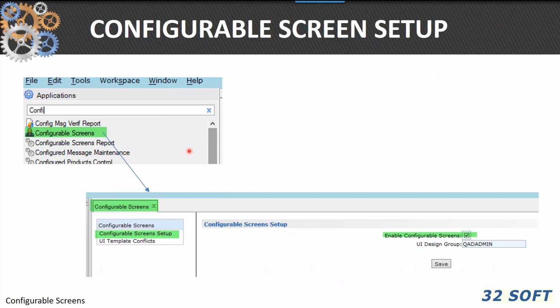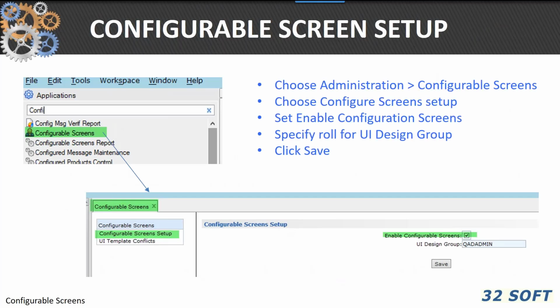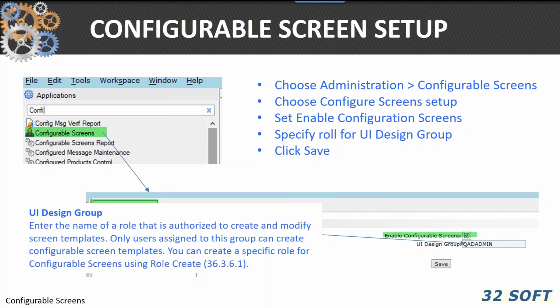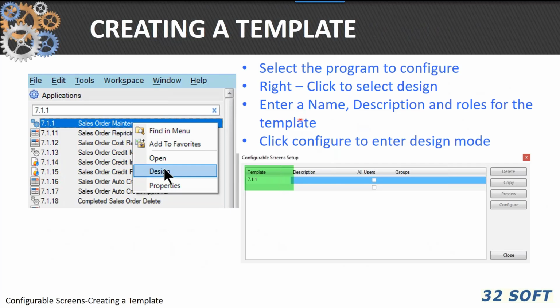So the configured screen is really easy to set up. You just type in configure to your application, which brings you to this configured screen menu. You choose configured screen setup. You set the enable button to check. You define a group or role that is going to be able to create and edit these configured screens, and then you just hit the save button, and now you're ready to create a template.